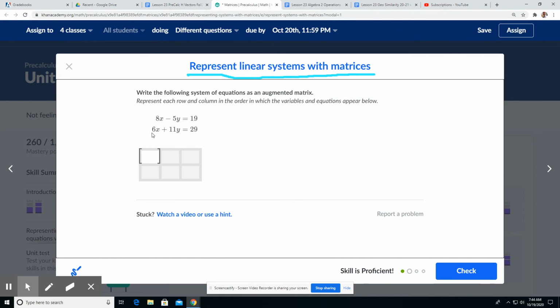It's that same idea. So in this row 1, column 1, 8, row 1, column 2, -5, row 1, column 3, 19, row 2, column 1, 6, row 2, column 2, 11, row 2, column 3, 29. So just matching the numbers here and putting them in the same order. Notice the x's, the y's, the equal signs, and the numbers are all lining up vertically.